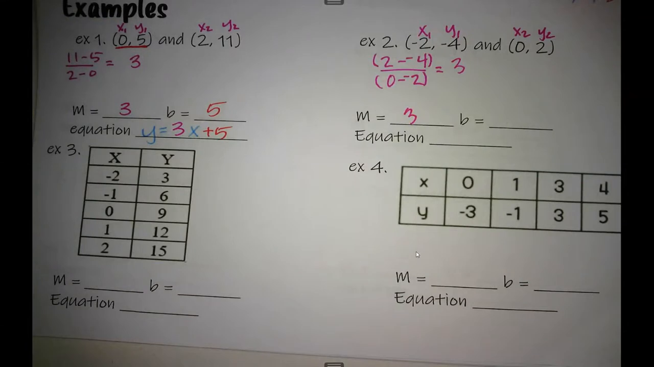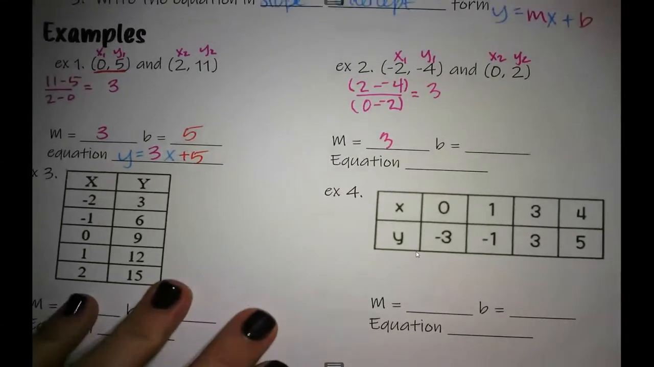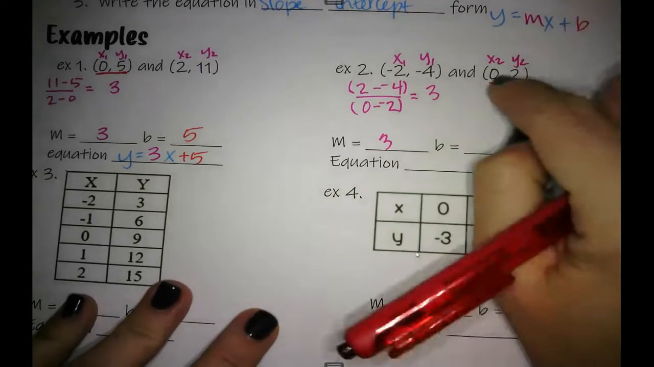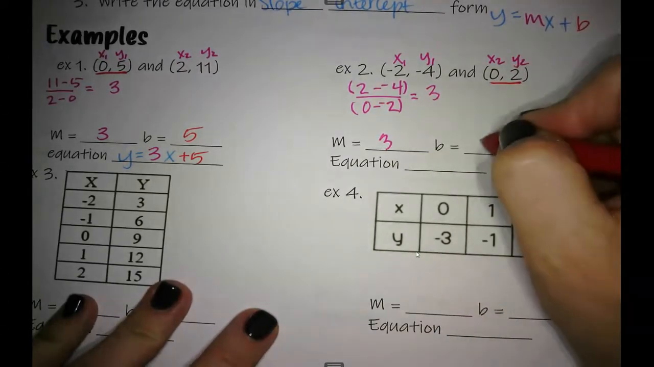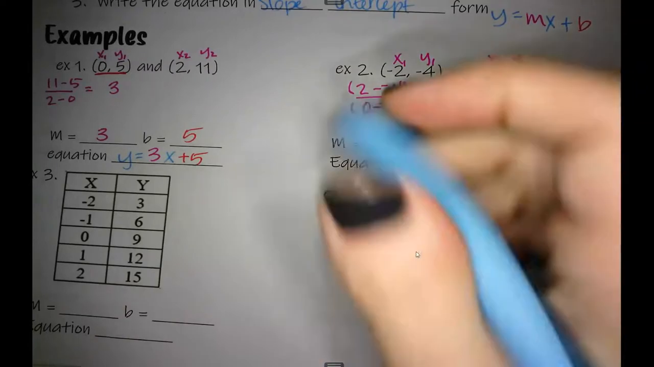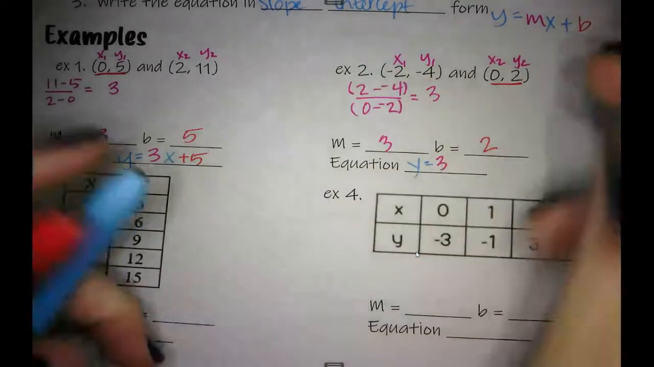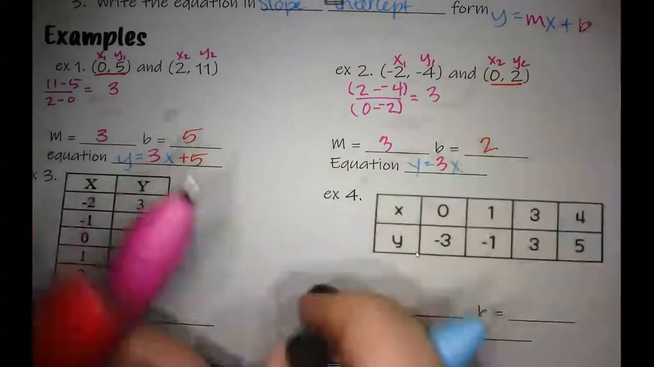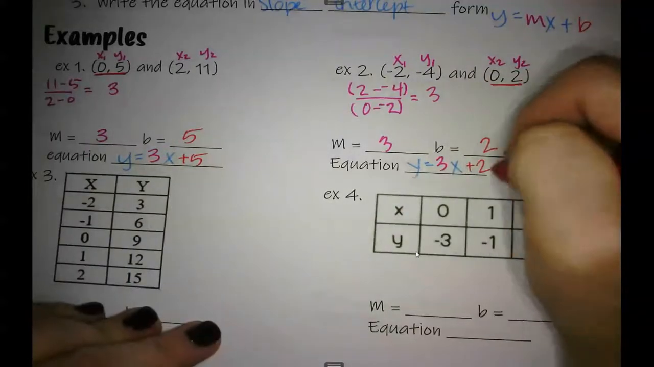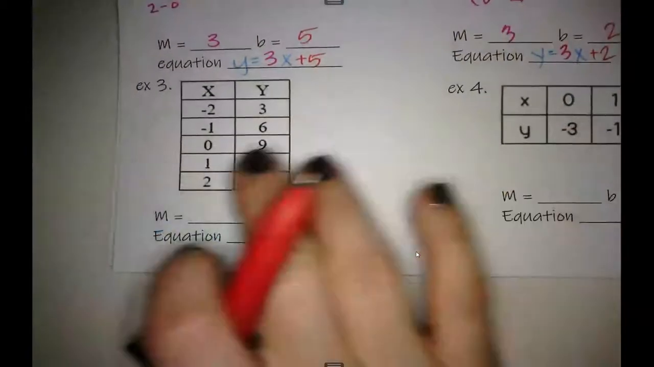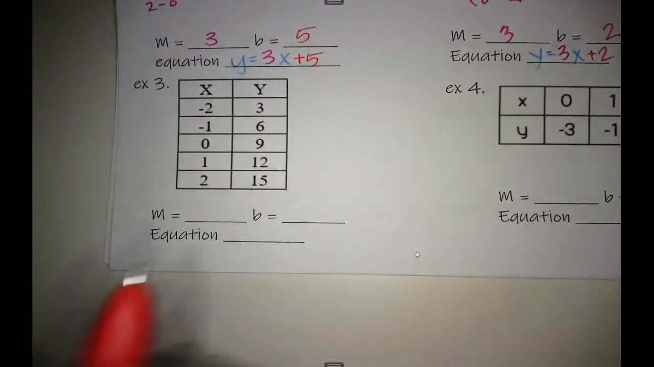Identify which one is your y-intercept, and it's this one right here because it's got the 0 and then the number. So my b is positive 2. Plug in y equals 3x plus 2. You're going to do the same thing when you're given a table.